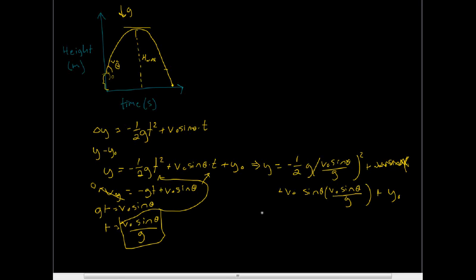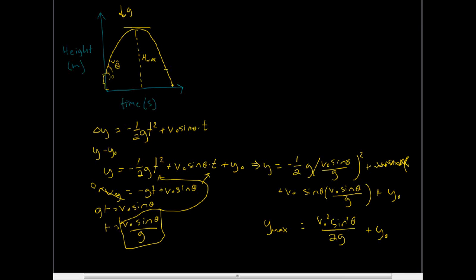But after simplifying, we'll get y max equals v naught squared sine squared theta over 2g plus y naught. So the math again showed what our intuition suspected, and that was that the maximum height is simply going to be our last equation plus whatever our initial height was, and that makes sense.